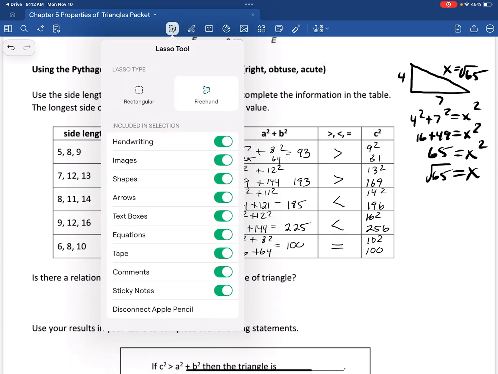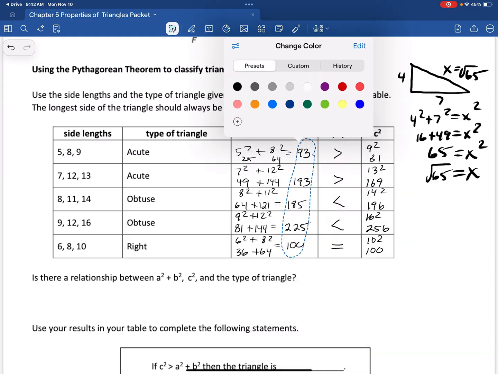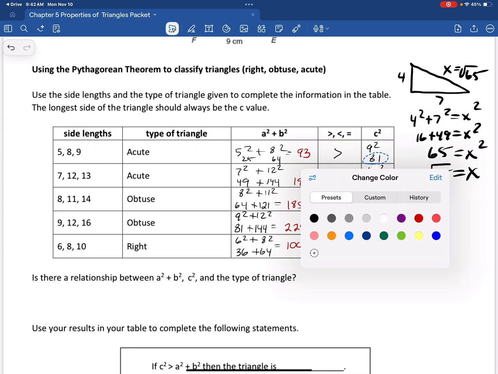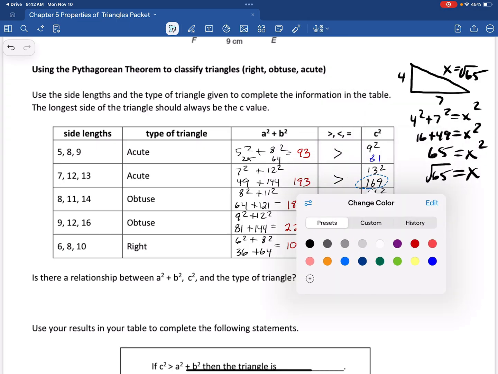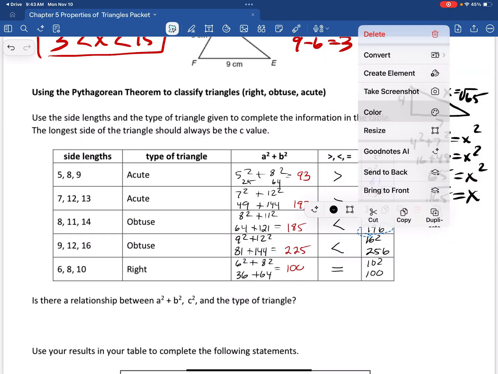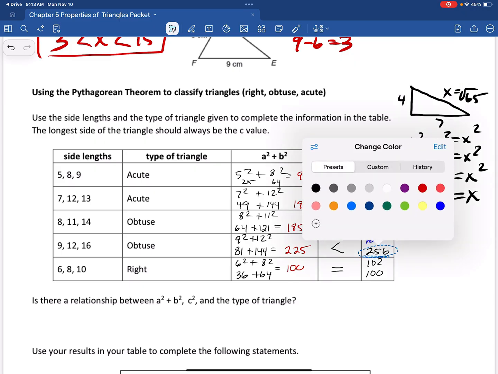Now, I'm going to turn all these a different color just so that they stick out a little better on what we're actually comparing. So we're comparing the red to the blue. Apologize for the delay here. I should have done this as we were going.